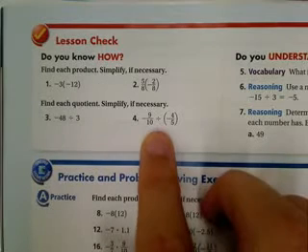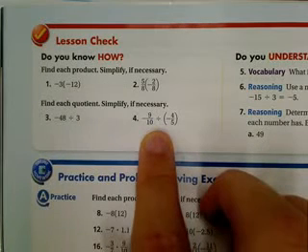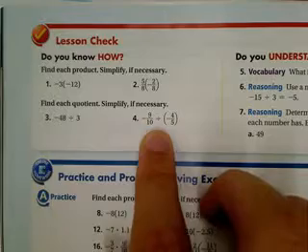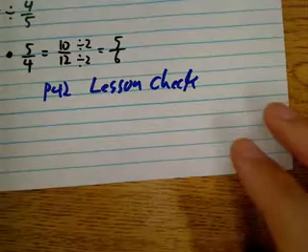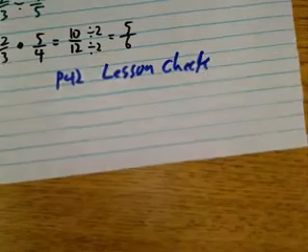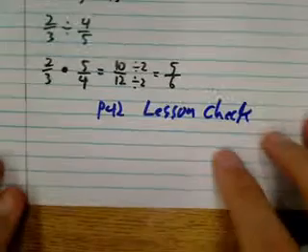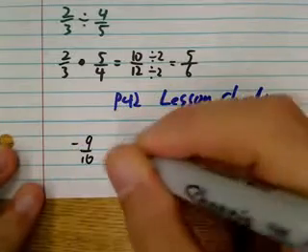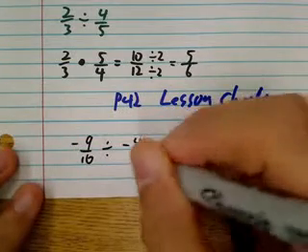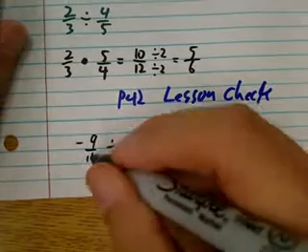Number 4, copy, change, flip. Let me go ahead and write that out. I can't do that in my head. So negative 9/10 divided by negative 4/5. Okay. Negative 9/10 divided by negative 4/5. Well, let's hang on. That's a 10 down there.